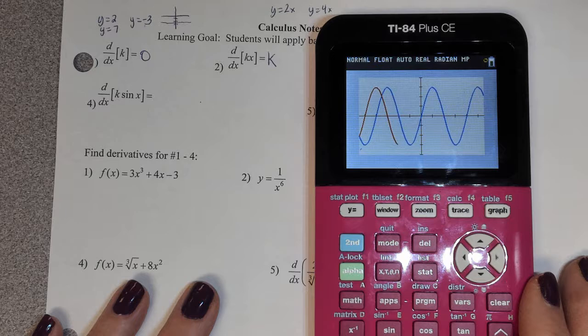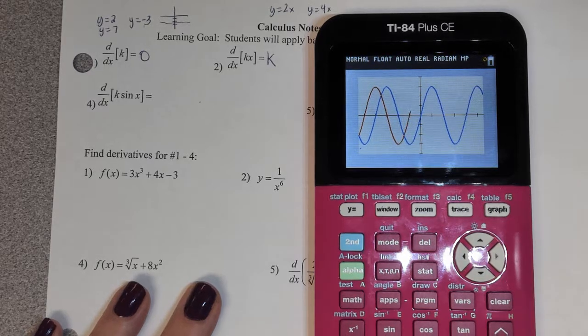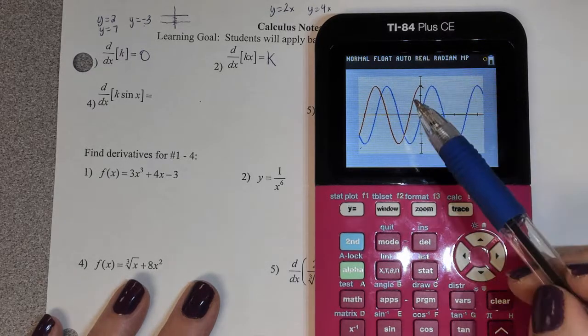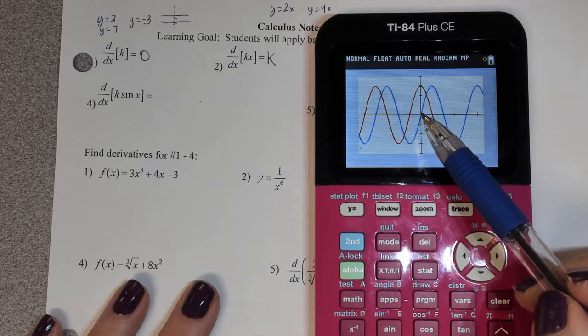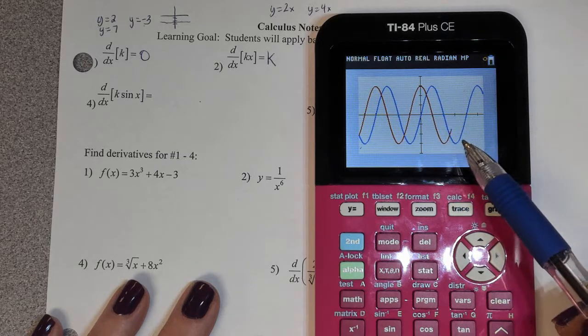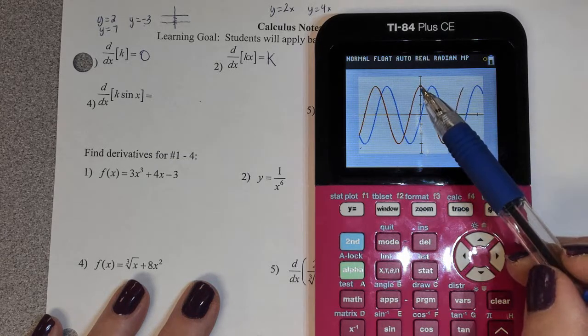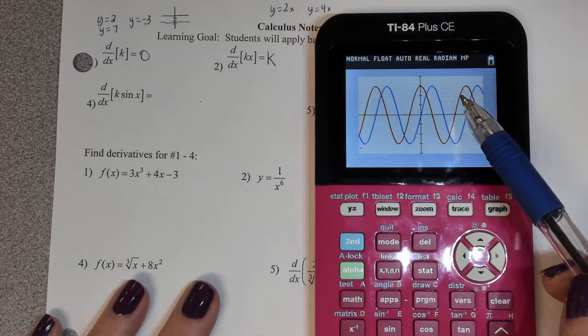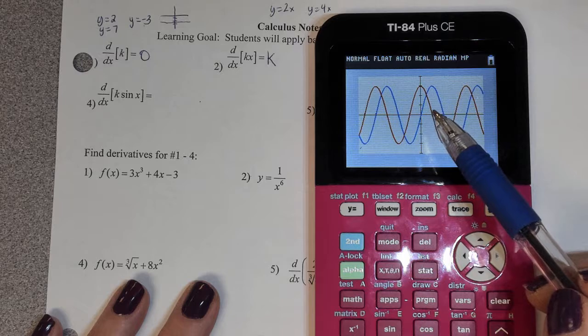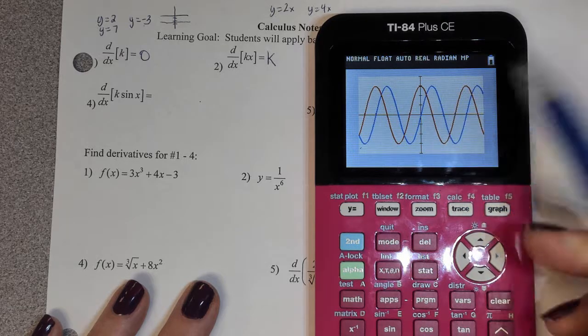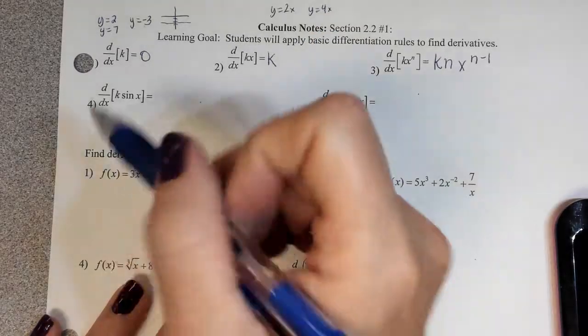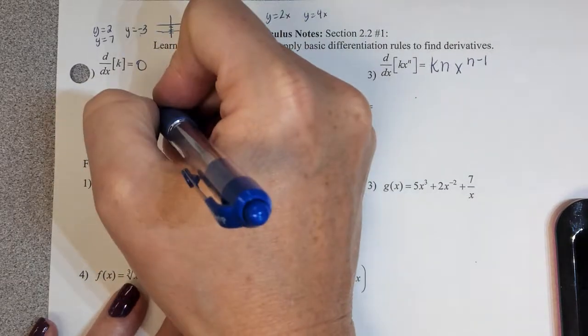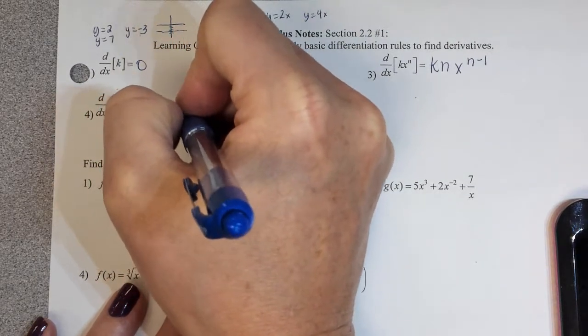So we need to figure out what this function is. My original function was going 0, 3, 0, -3, 0. The derivative function is going 3, 0, -3, 0, 3. What is that derivative function then? Cosine, isn't it? So the derivative of k sine x is going to be k cosine x.